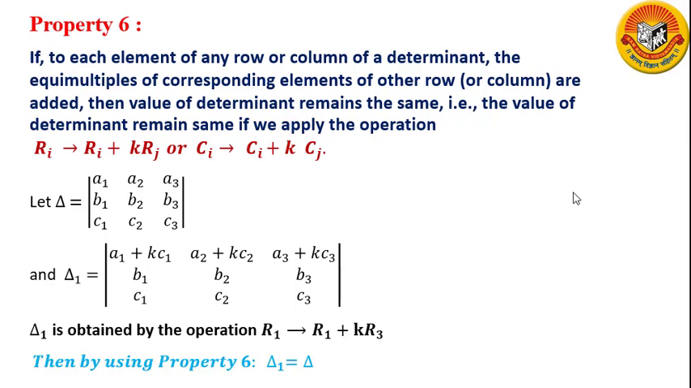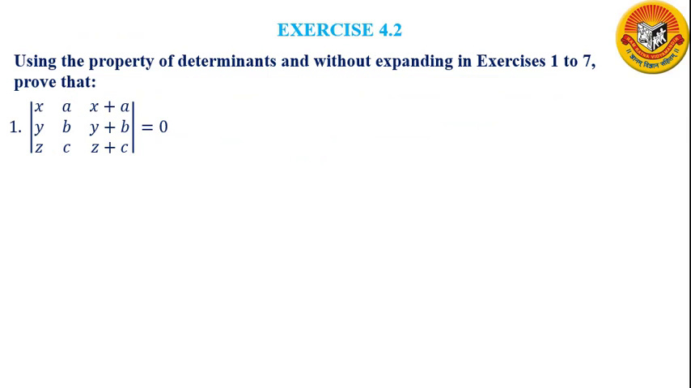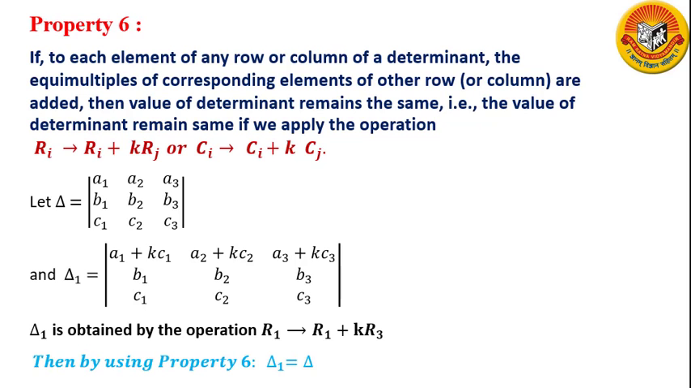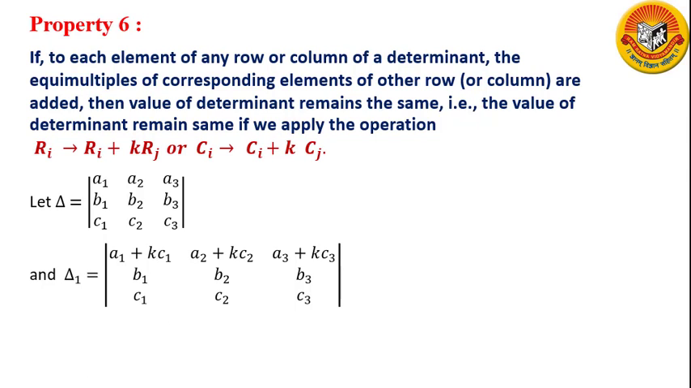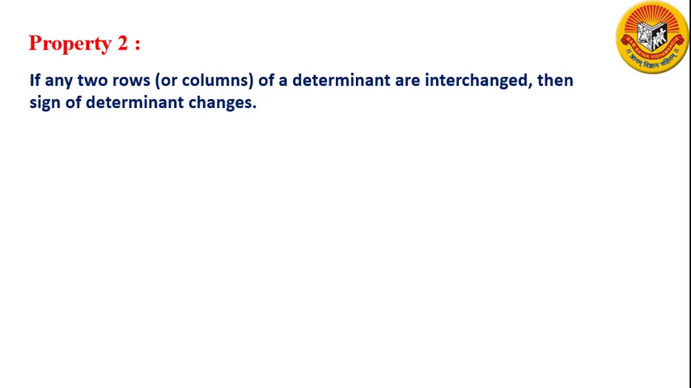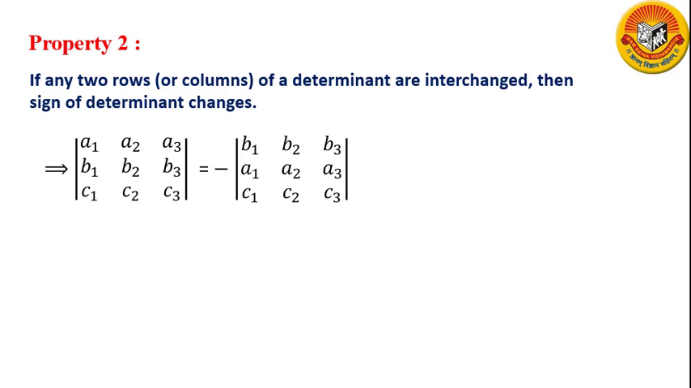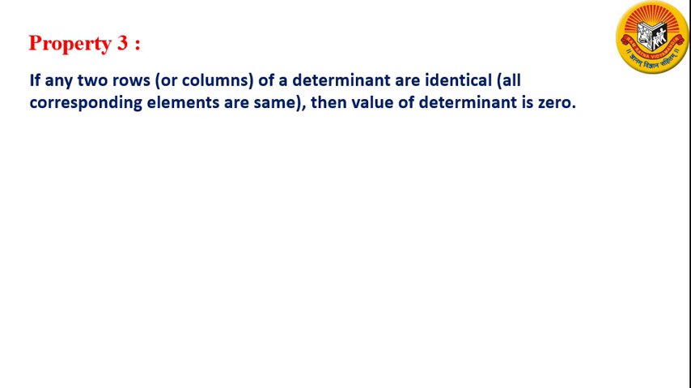So let us move to solving the problems. Now we have seen all the 6 properties, right? The first property is that if I interchange rows with columns, then the value of the determinant will remain unchanged. The second property is that if I interchange any two rows or columns, then the value of the determinant will change in sign.